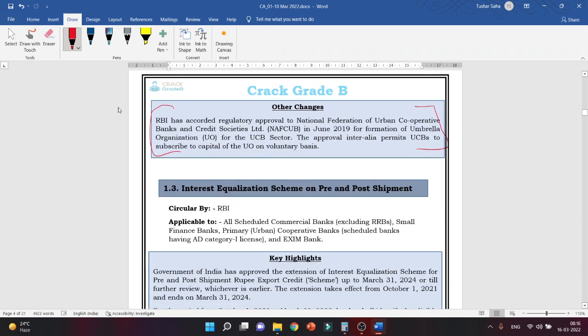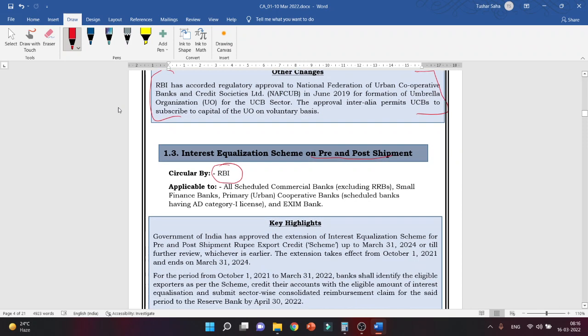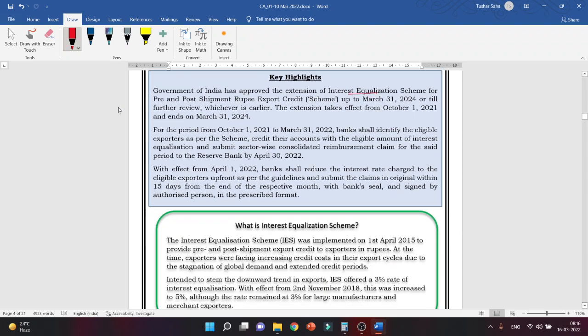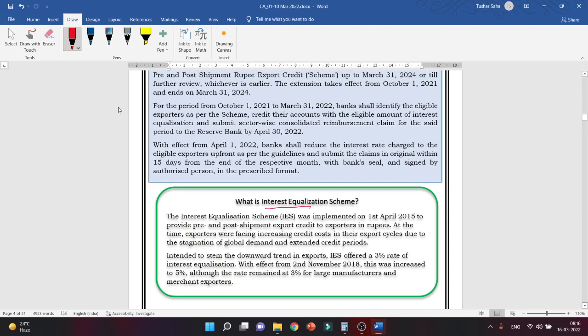Then let's see the interest equalization scheme on pre and post shipment. Again, this one is a circular by the Reserve Bank of India, applicable to all scheduled commercial banks excluding RRBs, small finance banks, primary urban cooperative banks and Exim Bank. Now, what's the key highlight? This is regarding export and import payments. Interest equalization scheme, so just go through it. It's not that important, but since it's a circular by the RBI, know a few things like to whom it is applicable and to whom it is not applicable. But what is the interest equalization scheme? Let us read about it.